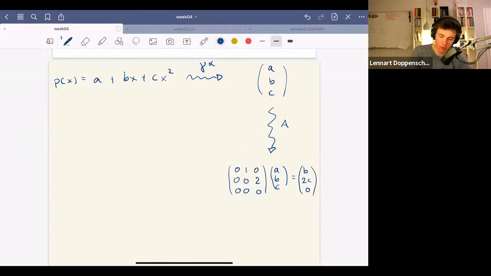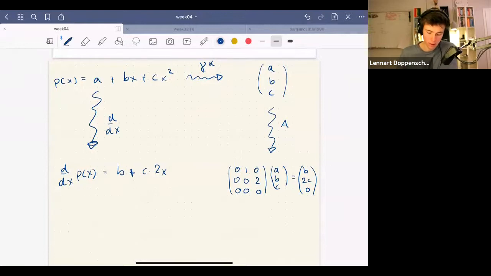And if you apply the transformation, so this means we apply d by dx to this. Well, d by dx p of x is equal to b plus 2c times 2x.